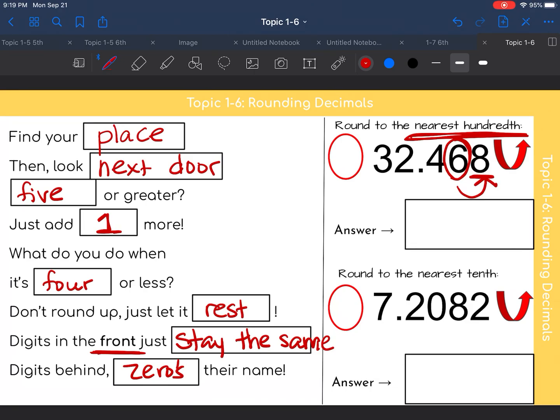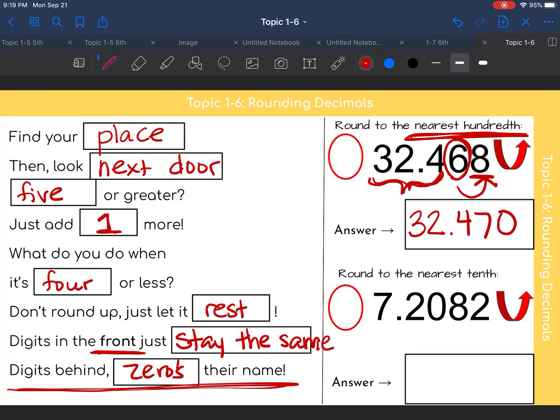All right. Now, this is really important. The last few lines of the rhyme, it says digits in the front. So these digits right here, these digits in the front stay the same. So it gets 32, and then the 4 stays the same. Now the 6 we just said gets bumped up to the 7. And then the last line, it says digits behind, zeros their name. So we used our neighbor to help us. Now we're going to lose our neighbor and just make it a 0. So this right here is our answer when we're rounding this number to the nearest 100th.